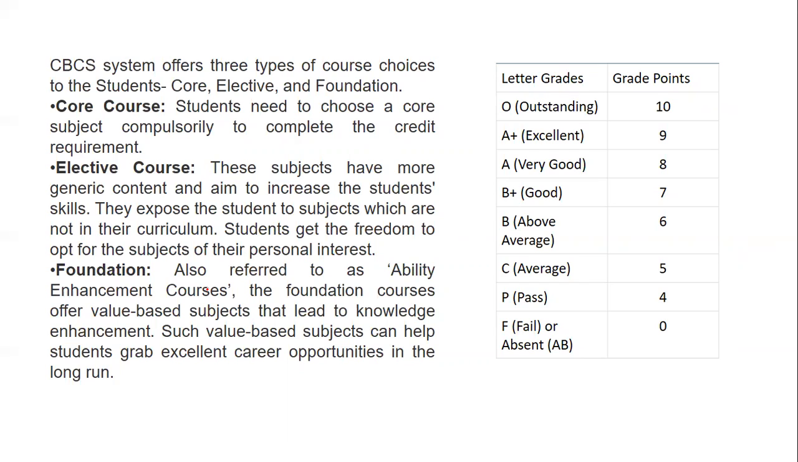The grade O stands for outstanding, A plus is excellent, A is very good, B plus is good, B is above average, C is average, then pass, and then we have fail. So these grade points are on the scale of 10. Earlier it was on the scale of 7. So this also you need to keep in mind.